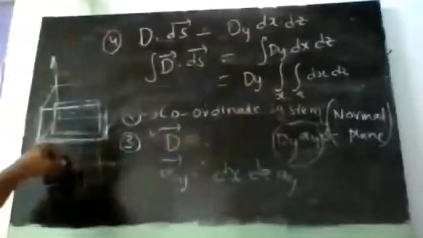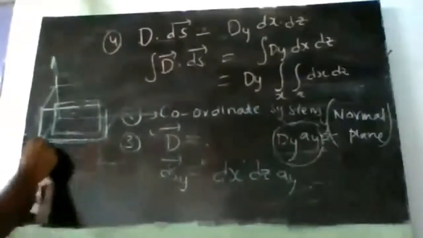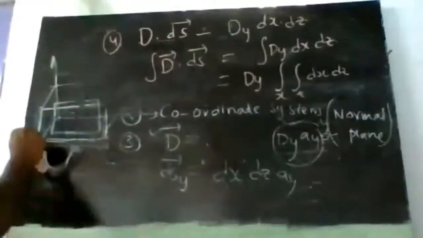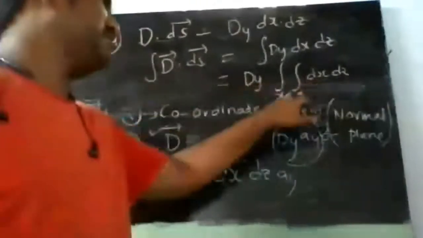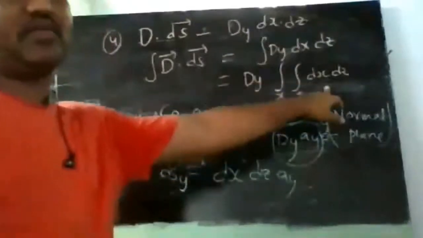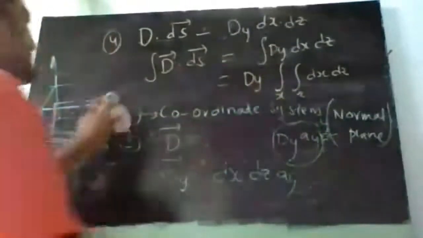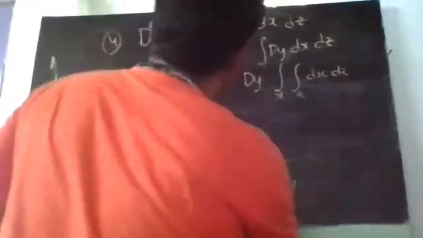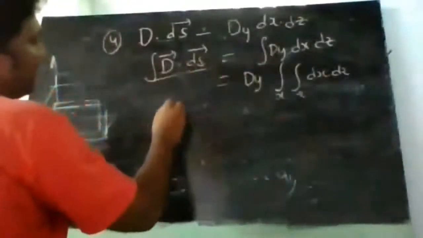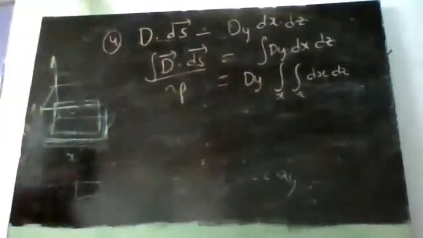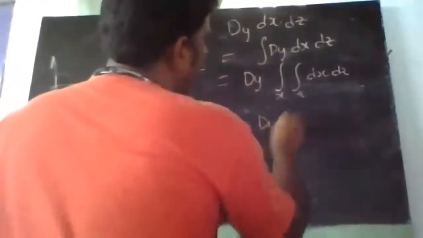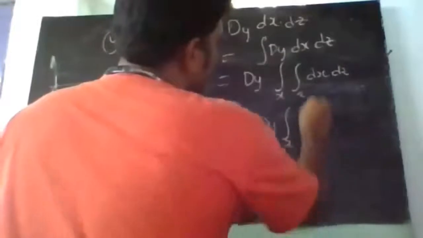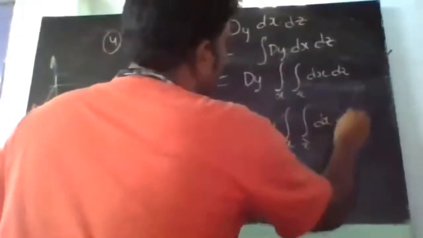We know the limits of x. What is the length of the box you have considered, and what is the height of the box you have considered? This is x, this is z. So you know the limits of x and z. You substitute the limits, and we'll get it like this. Now, as per the law, we know that the integral of D bar dot dS bar will be nothing but psi. So this is basically psi is equal to D_y into the integral over x, integral over z, dx dz.